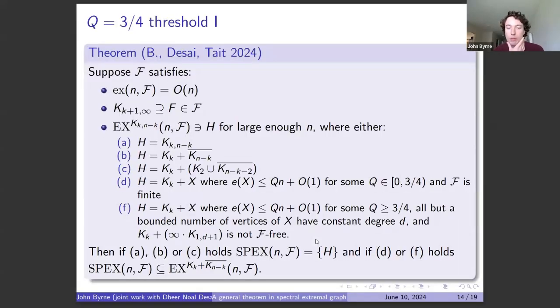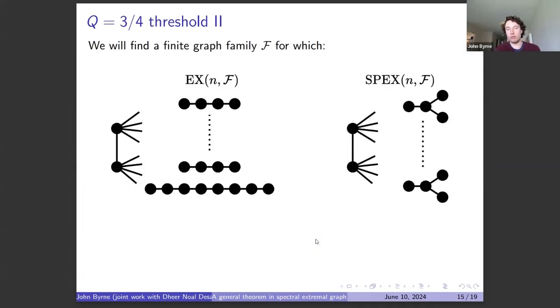Returning to the statement of the theorem, I promised to explain this number 3/4. So why do we require additional assumptions when Q is at least 3/4? We have a counterexample which shows that if we have only the weak assumptions, then the result is no longer true if we allow 3/4 n edges in the right-hand side. So we found the counterexample before we found the actual forbidden family.